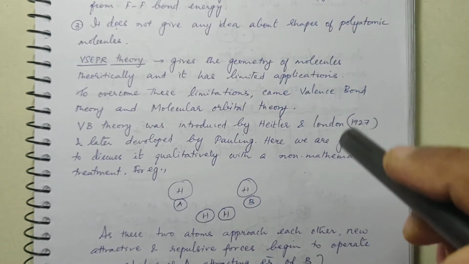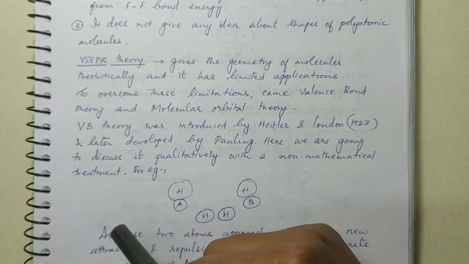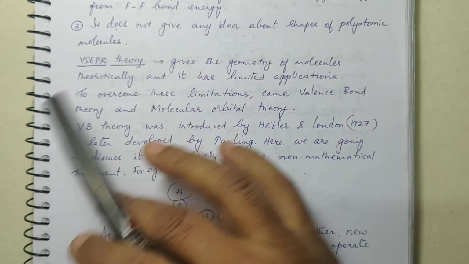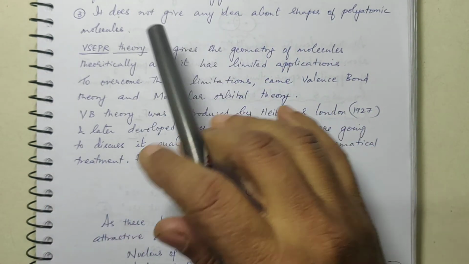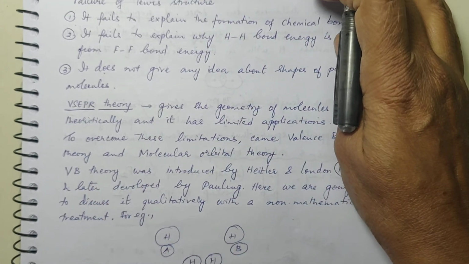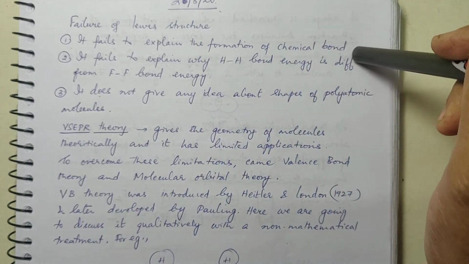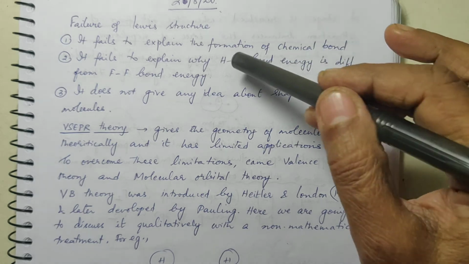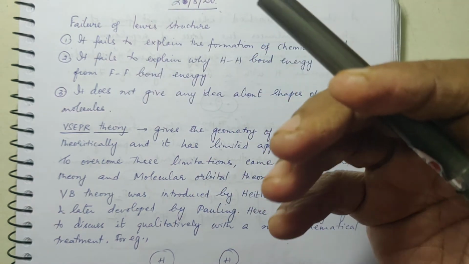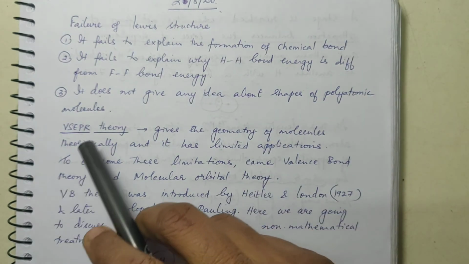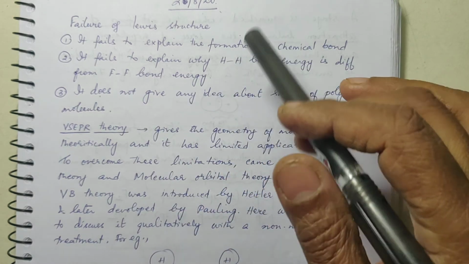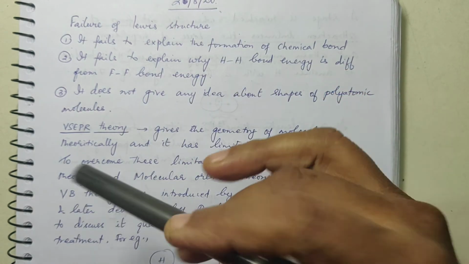And then we have how this VSEPR theory came into existence because of the failure of Lewis structure. Lewis structure fails to explain the formation of chemical bond. Then it fails to explain why H-H bond energy is different from F-F bond energy. After all, it is a single bond. Why all bond energies are not same? That it was not able to explain. Then it does not give any idea about the shapes of polyatomic molecules. Okay, so because of all these things, this was abandoned and then came this VSEPR theory.